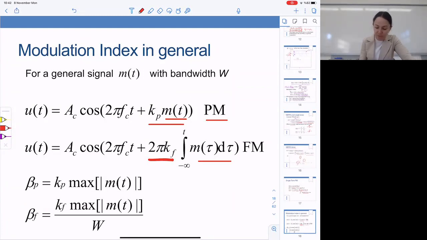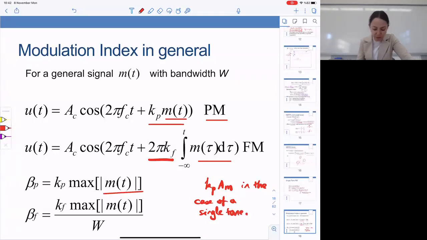Remember, that was the case of a single tone message signal. But in general, if m(t) is not a single tone, the maximum amplitude is whatever the maximum amplitude is, and then we define the modulation index as k_p times that. The modulation index is going to be very important in the spectral analysis of angle modulated signals.